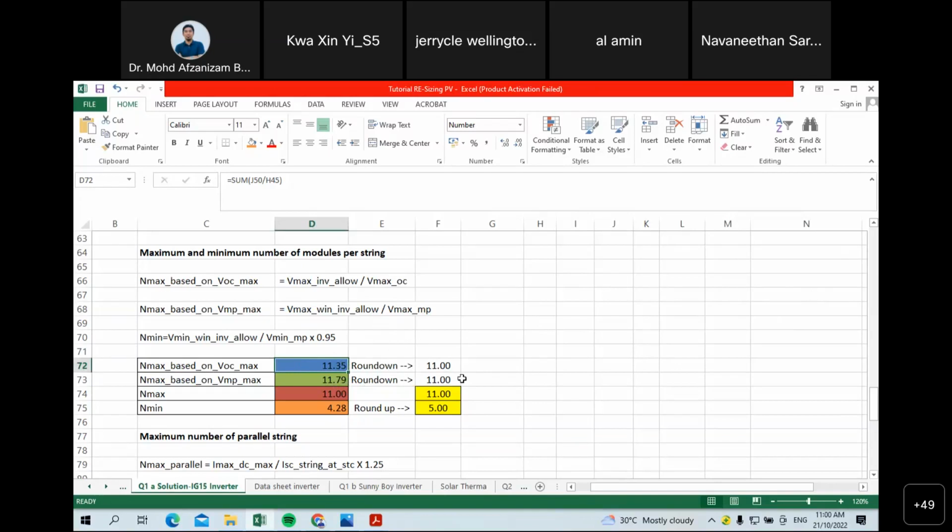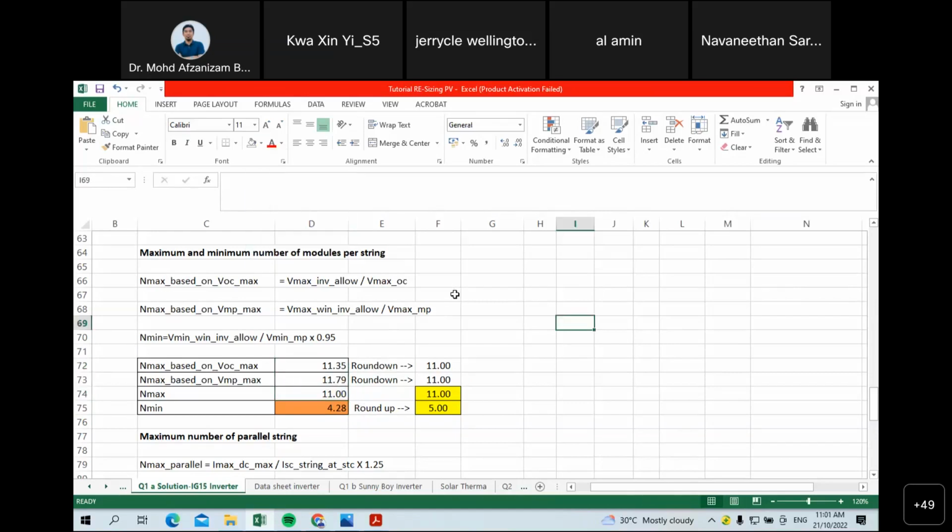11.79, we also round down, becomes 11. So actually the maximum number of PV in a string, in a string means in the series, maximum is 11. Okay, maximum is 11. Bear this in mind. So this one is verified.